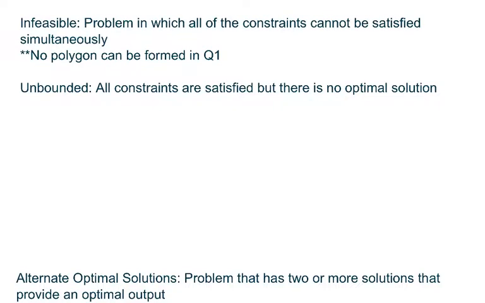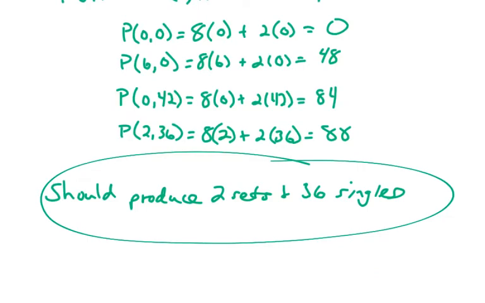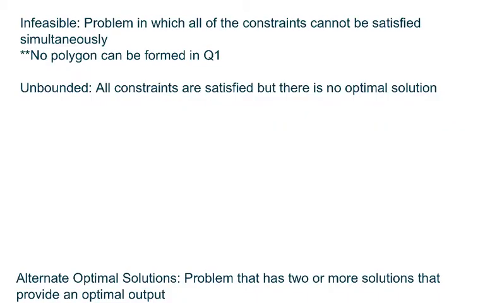There are times when you won't have an answer. This example did have an answer, but sometimes they won't. And when that happens, the situation is called infeasible. An infeasible problem is a problem in which all the constraints cannot be satisfied, meaning no polygon can be formed in quadrant 1. There's a picture in your textbook, I don't remember the page number off the top of my head, that shows you what an infeasible situation looks like, but basically there's no polygon in quadrant 1, and if there's no polygon in quadrant 1, it's not going to work.